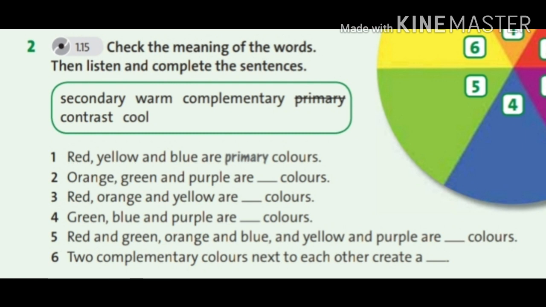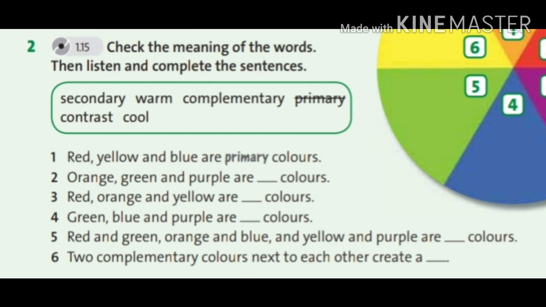There are 6 colours on a colour wheel. Red, yellow and blue are primary colours. Between these colours on the colour wheel are secondary colours. These are orange, green and purple. 2 primary colours make a secondary colour. Red and yellow make orange.